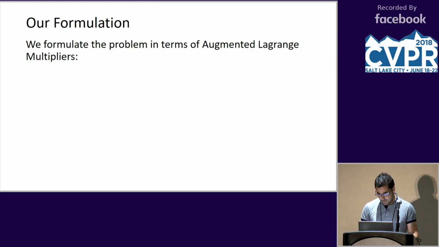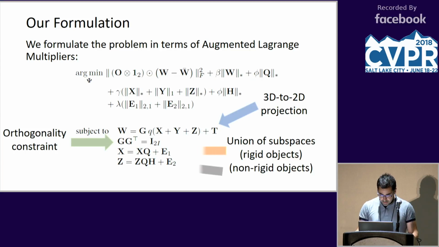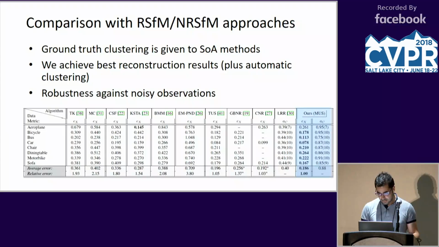We formulate this problem in terms of augmented Lagrange multipliers, proposing an energy-based problem. In addition, we add four constraints to consider the projection equation, the orthogonality constraints in the camera rotations, and a union of subspaces to consider both rigid and non-rigid categories.